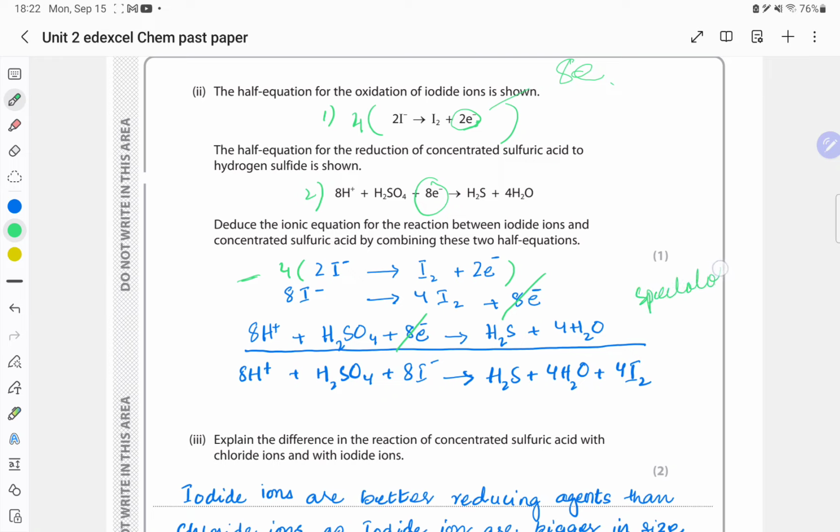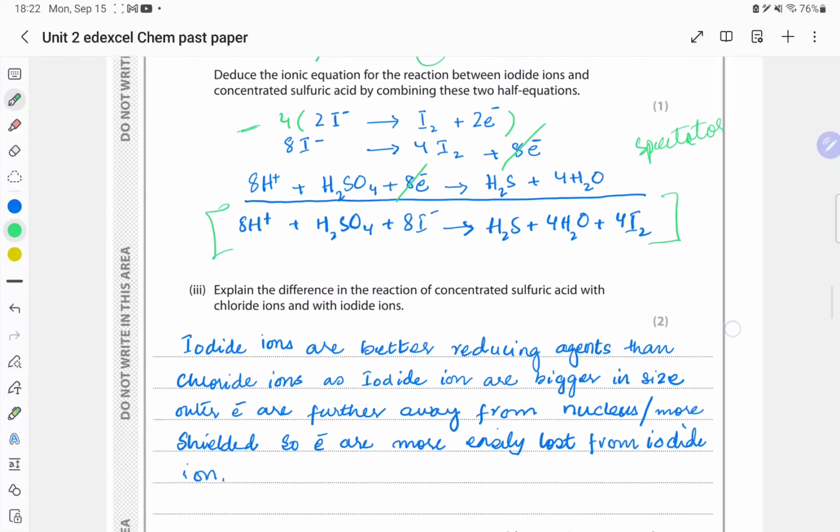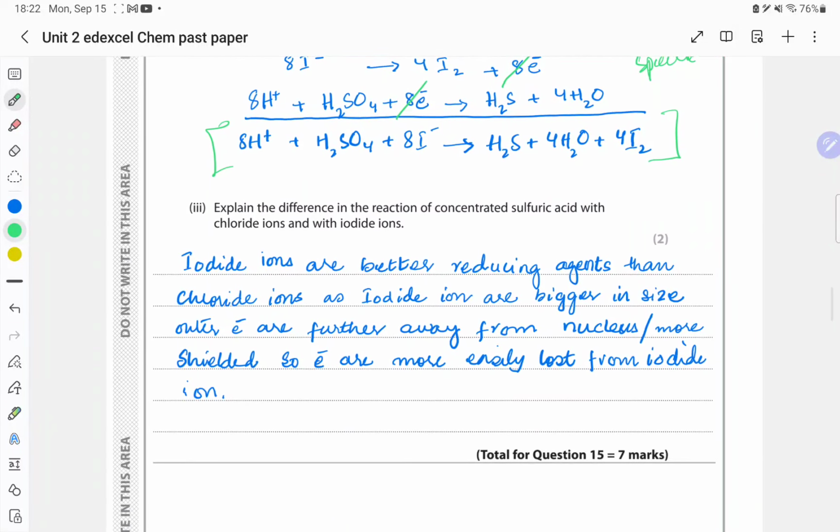And these ions cancel out each other's effect. So here we have cancelled out the electrons, and then finally we got, by adding up all the species present on the reactant side and all the species present on the product side, this equation. Explain the difference in the reaction of concentrated sulfuric acid with chloride ion and with iodide ion.